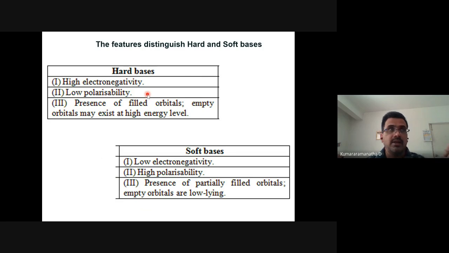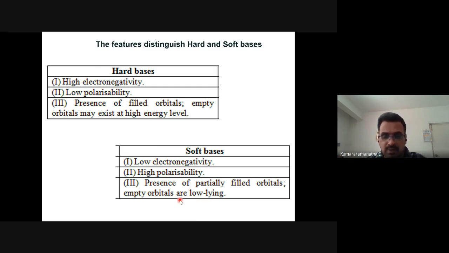So these should be ligand molecules, or the electron-rich bases, which will supply a lot of electrons. So how you can get this is high electronegativity, obviously, and it should have low polarizability, and empty orbitals may exist, because you have ligands, so they should be able to donate the electrons to the acids. And soft bases are exactly opposite. They should have low electronegativity and high polarization, and their orbitals will be more low lying rather than the outermost orbitals.